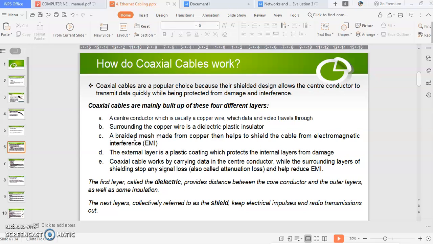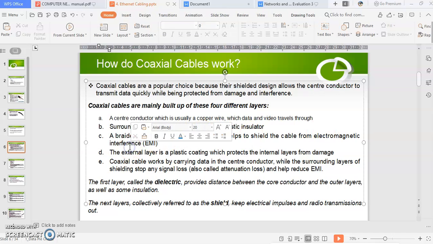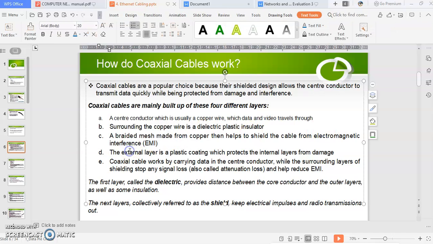Next is another braided mesh, like braided hair. The braided mesh made from copper helps to shield the cable from EMI, electromagnetic interference. And the last one is an external layer, which is a plastic coating that protects the cable from damage, like being bumped, hit, dropped, or pulled, so it does not easily break.